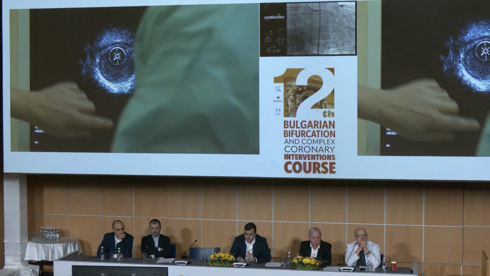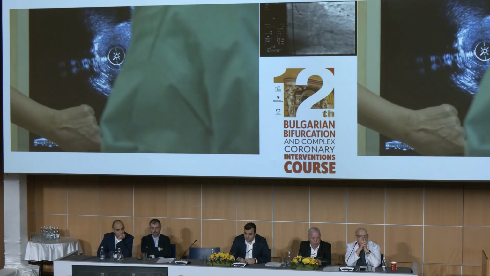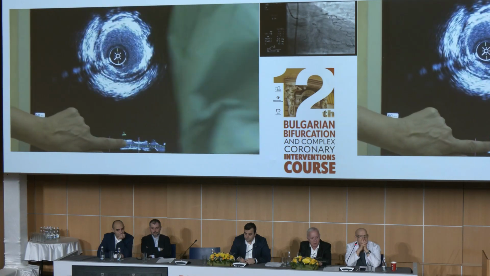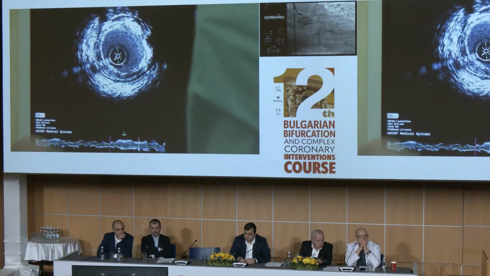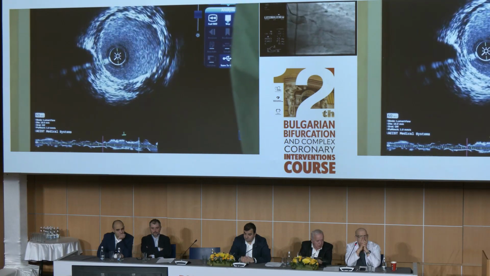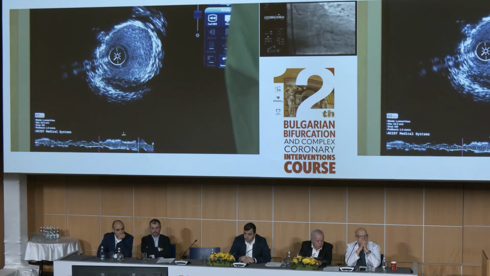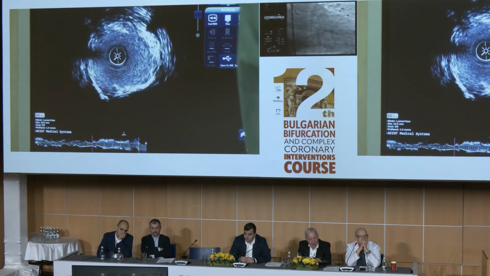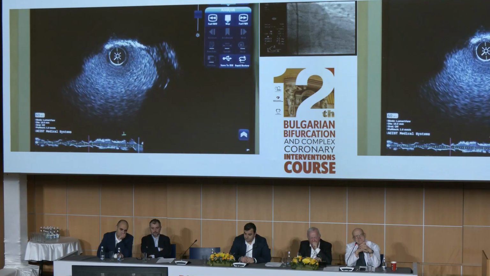We'll show you because we didn't reach this. We'll see the proximal LAD. And there is calcium, but the vessel is, this is the bifurcation and this is the left main. And the minimal lumen area is above 6.